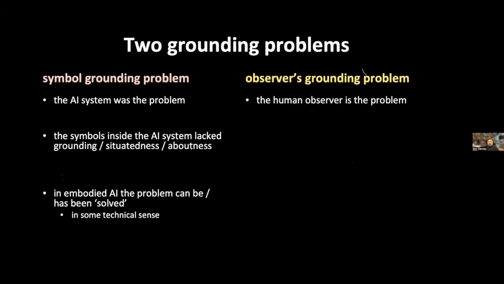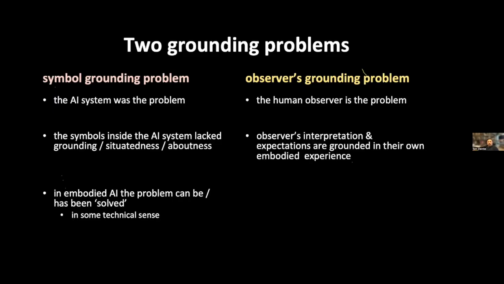But what I just described as the observer's grounding problem in human-robot interaction is that here it's the human observer that is the problem. And it's the observer's interpretation and expectations which are grounded in their own embodied experience. So they're explaining the robot's behavior in terms of their own internal mechanisms, which might or might not match the robot's way of seeing the world.